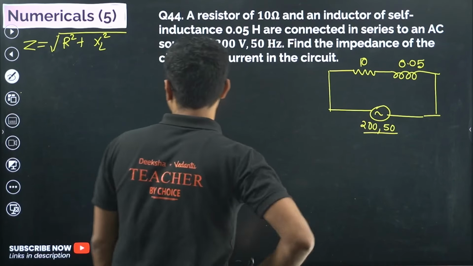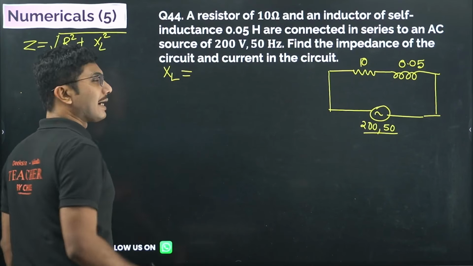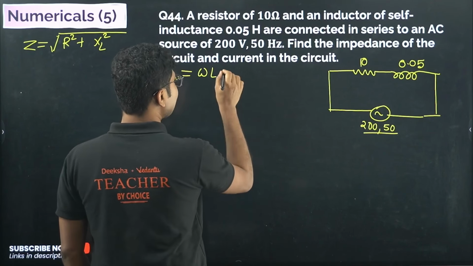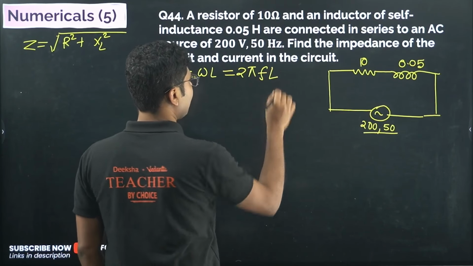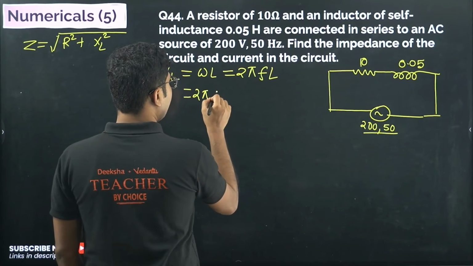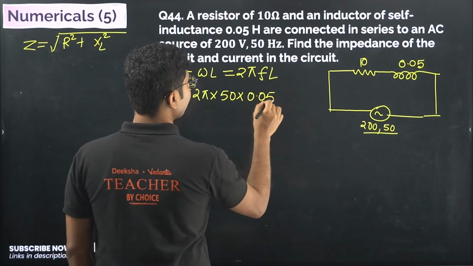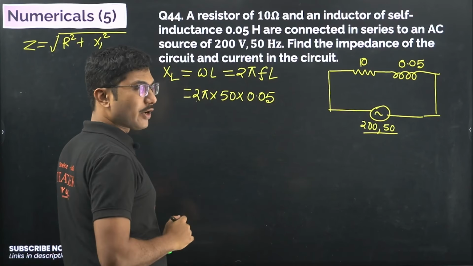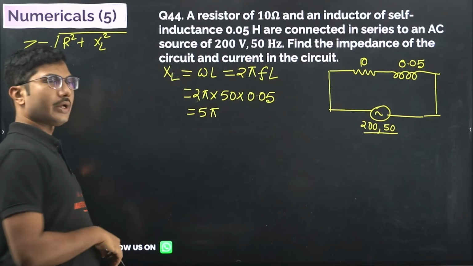What is XL? XL is called inductive reactance, which is generally given by omega L if angular frequency is given. If normal frequency is given, then 2 pi f into L. So 2 pi into f, which is 50 hertz, into L, which is 0.05. 2 into 50 is 100, 100 into 0.05 is 5, so it will be 5 pi. What is pi?